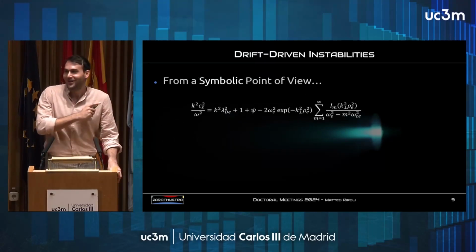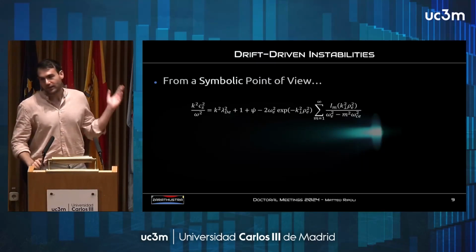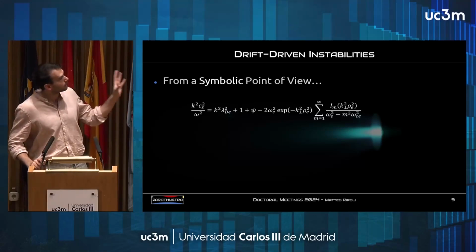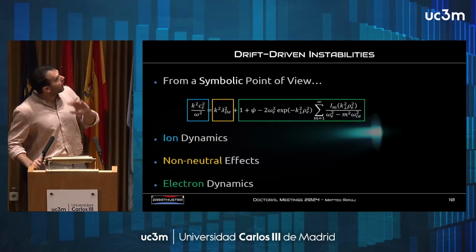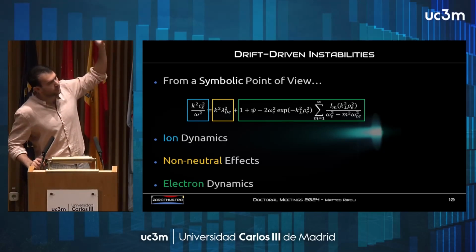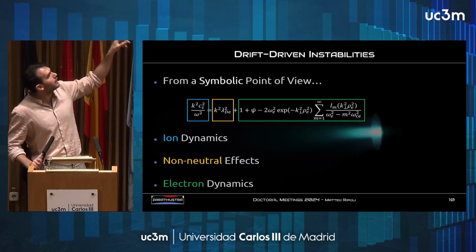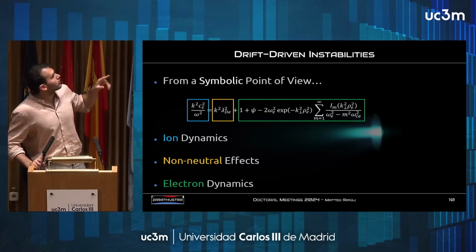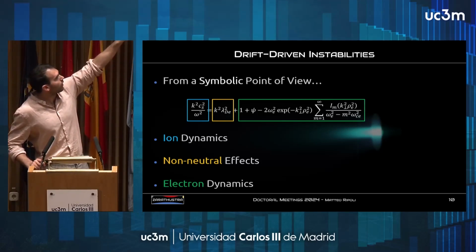Now, an equation. Bear with me. What I'm trying to show you here is that all of these instabilities come from the same dispersion relation for magnetized plasmas. All of them. This dispersion relation is a relation between the frequency of your wave, omega, and the wave number, k. So you have ion dynamics on the left, non-neutral effects in the yellow box there, and then you have electron dynamics on the right.